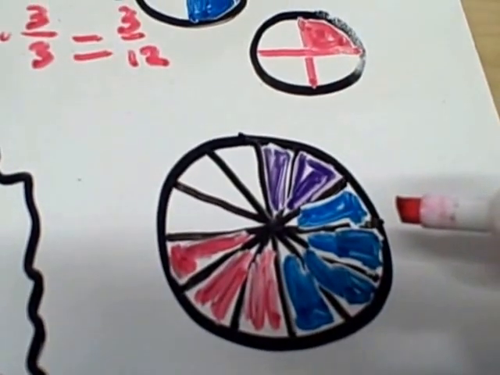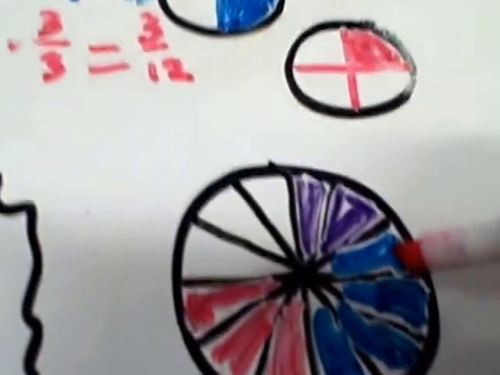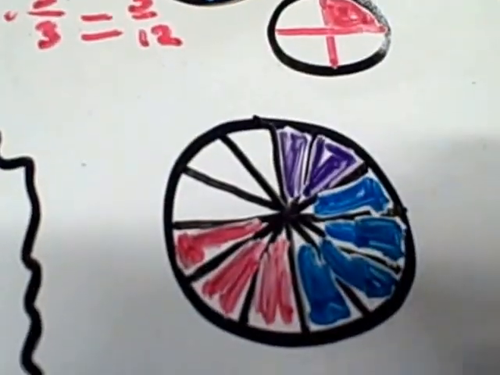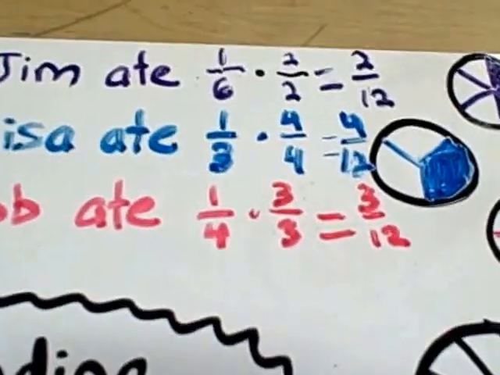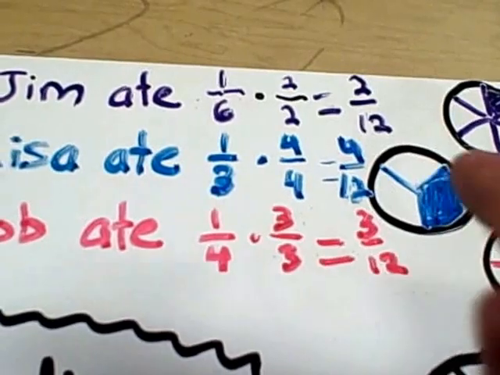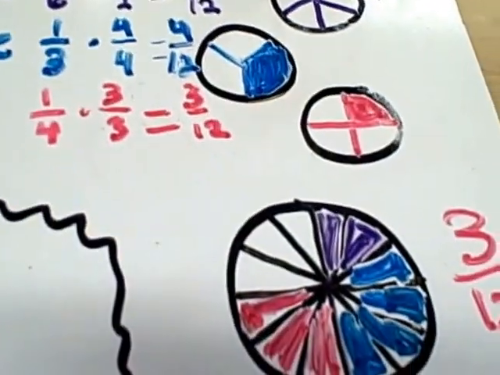Okay, so if the question was how many pieces did they all eat, we know 9/12ths, right? And now we also know how many pieces were left over. 3/12ths. We would have never been able to figure that out if we were just looking at 6ths, 3rds, and 4ths. But since we converted to finding the common denominator for each fraction, we were able to do it.